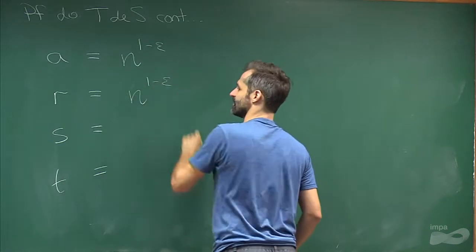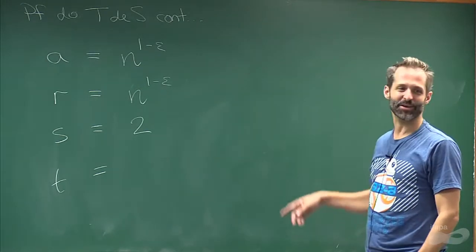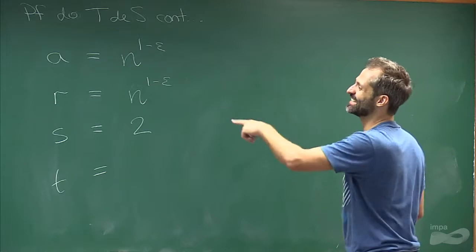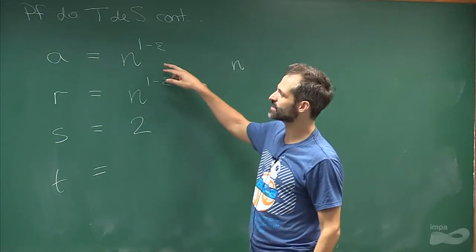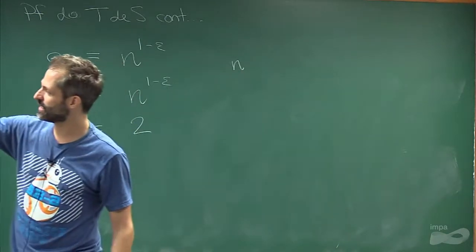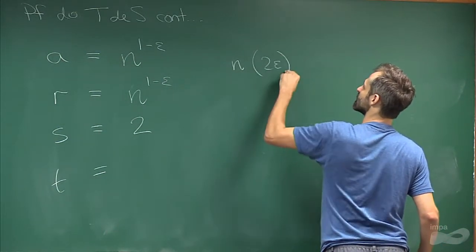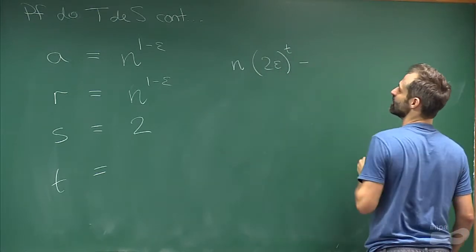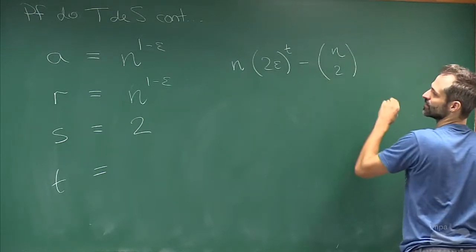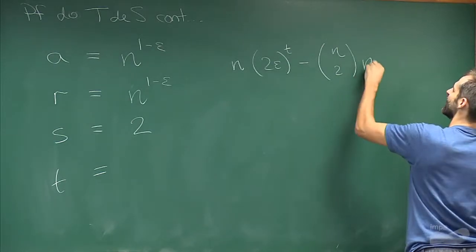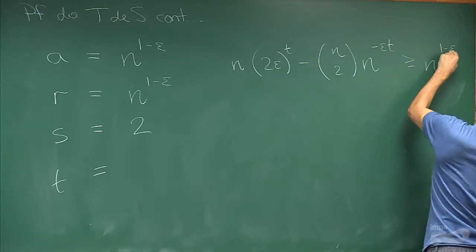Very good. So let's write out the inequality in C, right? So what do we want? We want n times, what's E of G? E of G is epsilon n squared. So 2 epsilon to the t minus n choose 2 times n to the minus epsilon t should be at least n to the 1 minus epsilon.